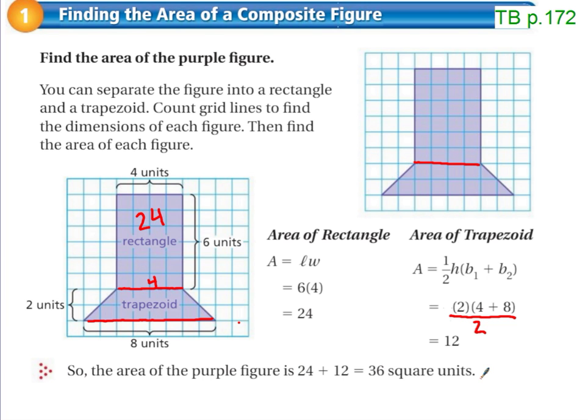So the area of the purple figure, I'm going to have 24 for the rectangle, and for the trapezoid it's 12, and that gives me a total of 36 square units.